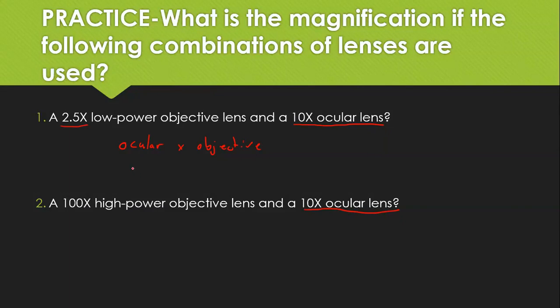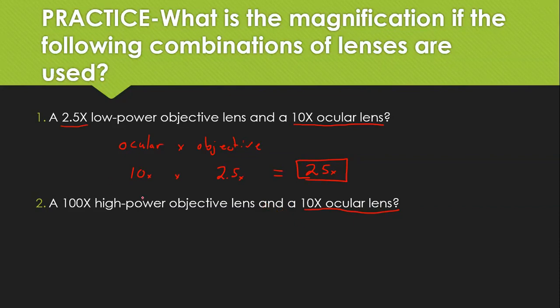So the ocular lens is 10 times, multiplied by the objective lens, in this case, is 2.5 times. That's under low power. So we have a total magnification of 25 times. Just as simple as that. I said there'd be math, but this is not by any means calculus or trig or anything. This is biology math, so not really difficult. You just have to know when to use it.